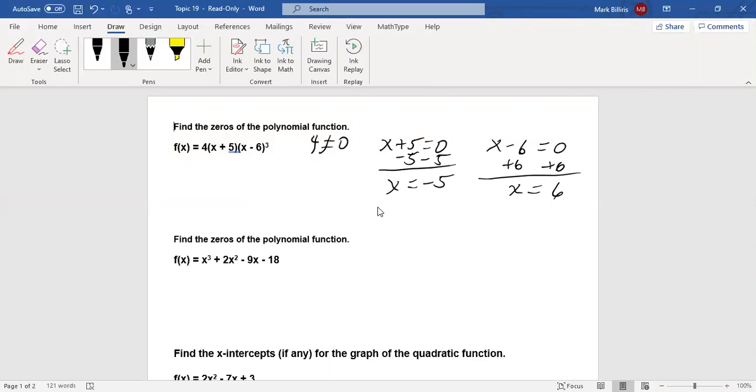The next example, we're asked to find the zeros of f of x equals x cubed plus 2x squared minus 9x minus 18. So we need to put it in its factored form first. We have 4 terms, so we're going to factor by grouping. We're going to put parentheses around the first 2 terms and around the last 2 terms. We're going to look for the greatest common factor of x cubed plus 2x squared, and that would just be x squared. So we factor out the x squared, and that leaves us with x plus 2.